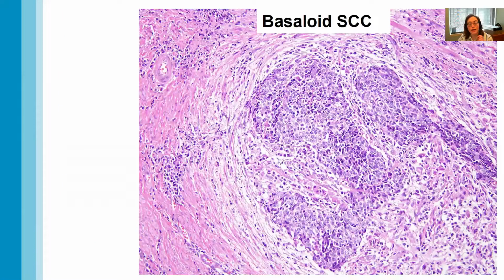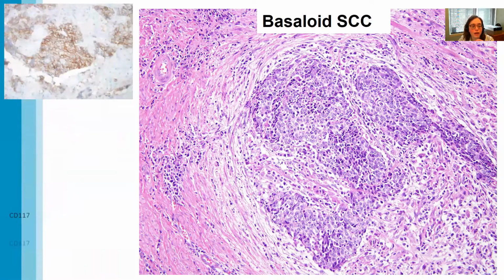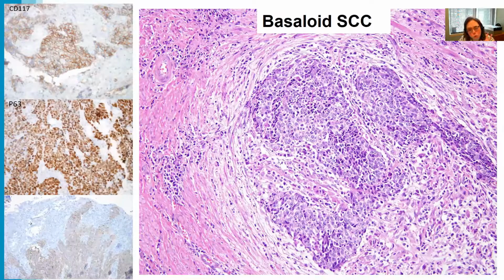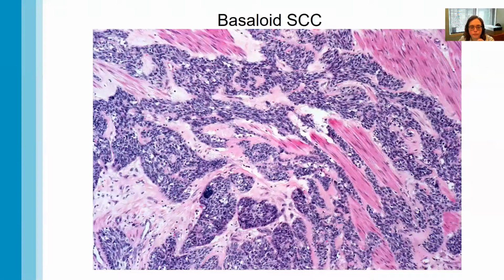Now, this case presented a pitfall in that it was CD117 positive and initially was interpreted as a GIST, a cautionary tale to always perform a panel of stains, even if limited, before flat out labeling a weird looking tumor as a GIST in the anus. Thankfully, this tumor also had p63 expression as well as CK5/6, and we were able to assign it in the category of basaloid squamous cell carcinoma. Now, this other example could easily be confused with a small cell carcinoma or even melanoma.